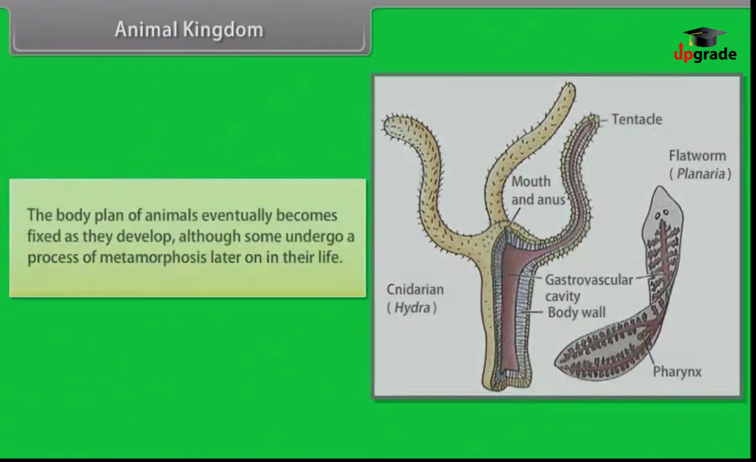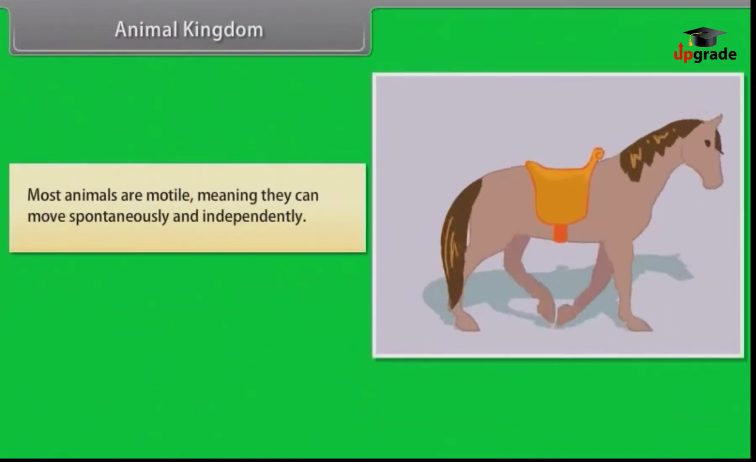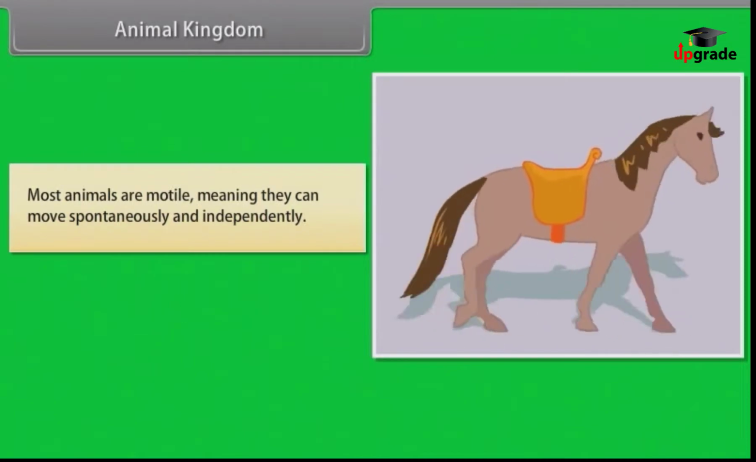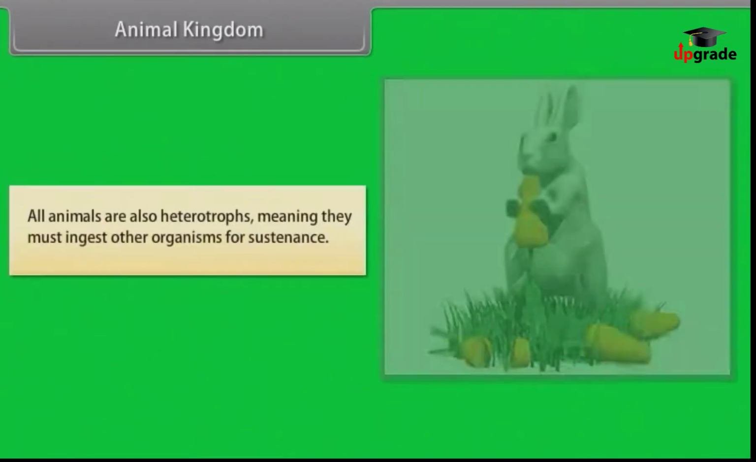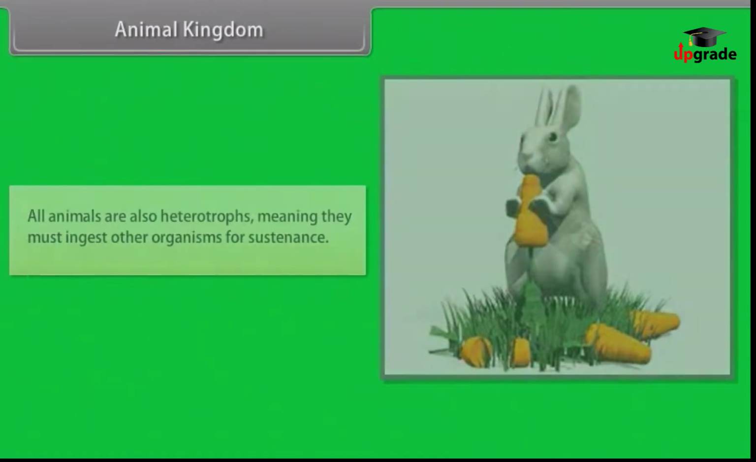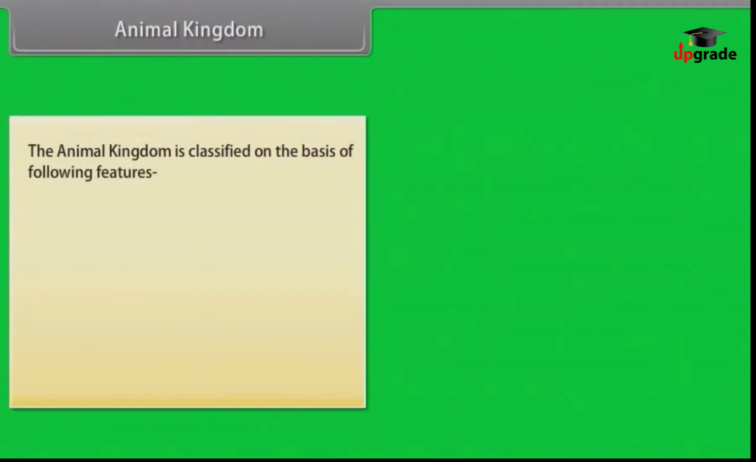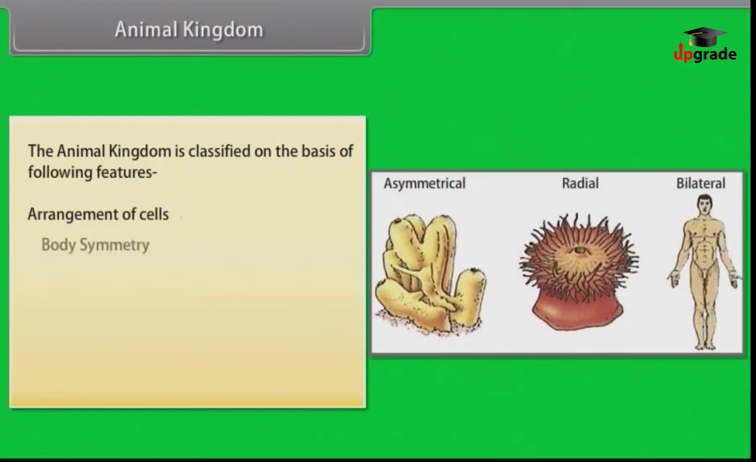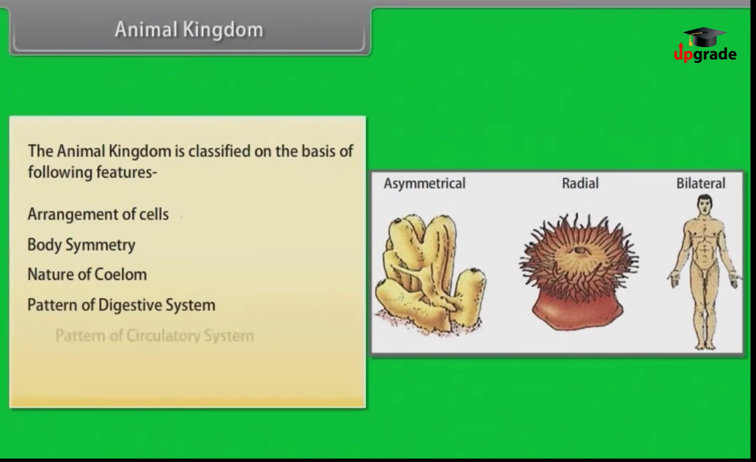on in their life. Most animals are motile, meaning they can move spontaneously and independently. All animals are also heterotrophs, meaning they must ingest other organisms for sustenance. The animal kingdom is classified on the basis of following features: arrangement of cells, body symmetry, nature of coelom, pattern of digestive system, pattern of circulatory system, pattern of reproductive system.